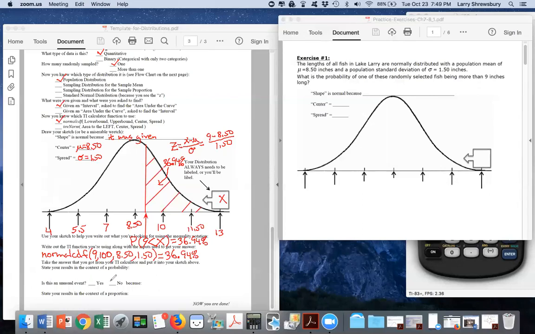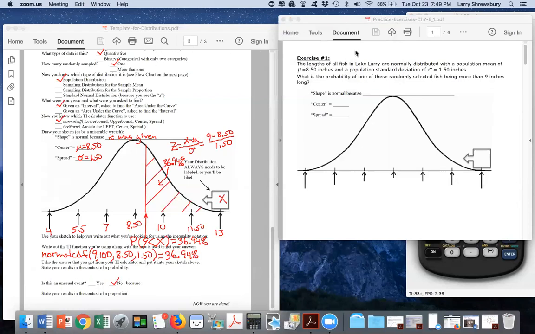Now, is this an unusual event? So I'll say no. And then stating it as a proportion, 36.94% of all fish in Lake Larry are larger than 9 inches. Okay, so that's all the work you do.